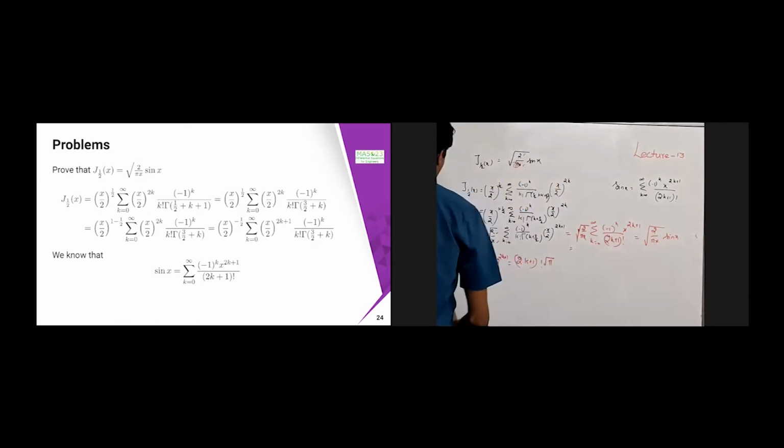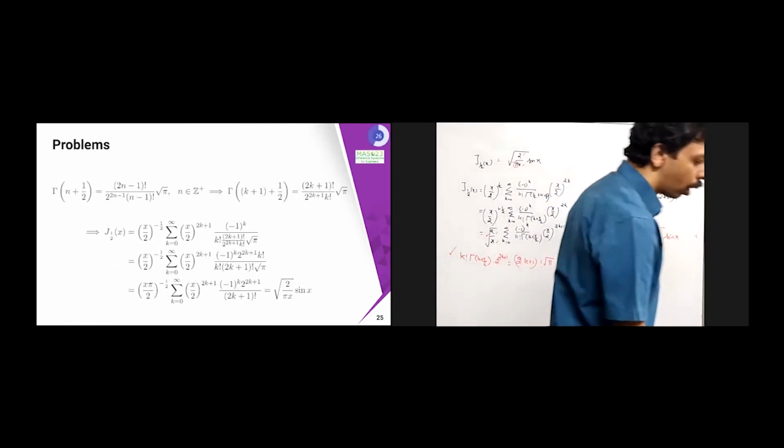So we are remaining to prove only k factorial into gamma of k plus 3 by 2 equals 2k plus 1 factorial into root pi. That is the only thing we need to prove. So that is also we are going to prove now. So we know that gamma of n plus half is nothing but 2n minus 1 factorial into 2 power 2n minus 1 into n minus 1 factorial into root pi is there. Therefore, what I can do is replace that wherever gamma of n plus half is there.